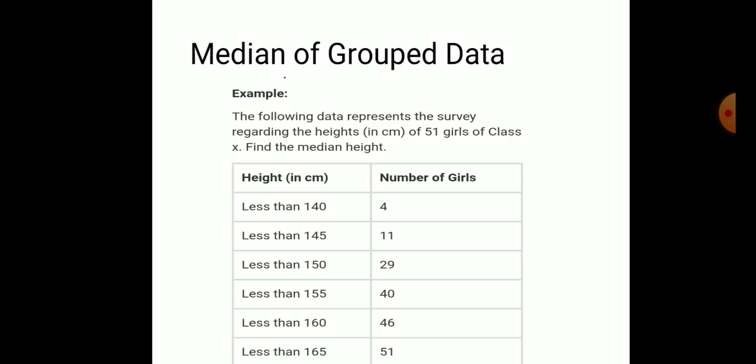Here is an example, median of grouped data. The following data represents the survey regarding the heights in centimeters of 51 girls of class X. Find the median height. Height in centimeters less than 140: number of girls is 4; less than 145 is 11; less than 150 is 29; less than 155 is 40; less than 160 is 46; less than 165 is 51.